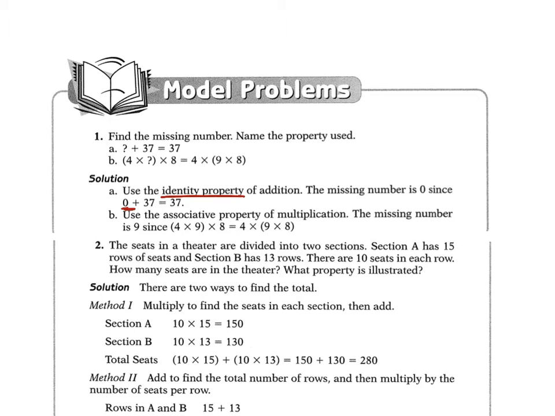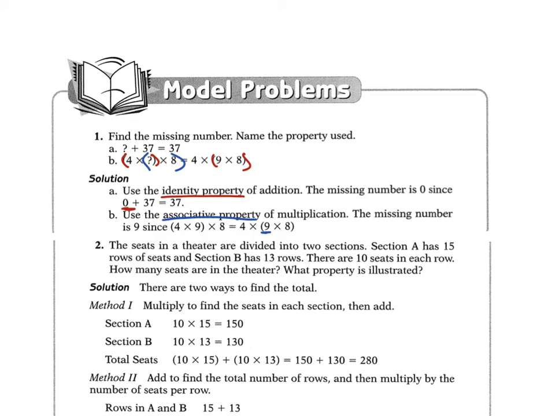For B, we have 4 times something times 8 is equal to 4 times 9 times 8. So use the associative property of multiplication, and the missing number would be 9. So you're just changing the parentheses. So if you see they go from here to here, it literally just changes to be like this. It's just the associative property, and that missing number is a 9.